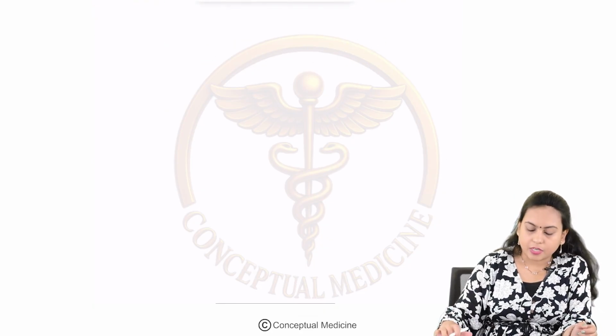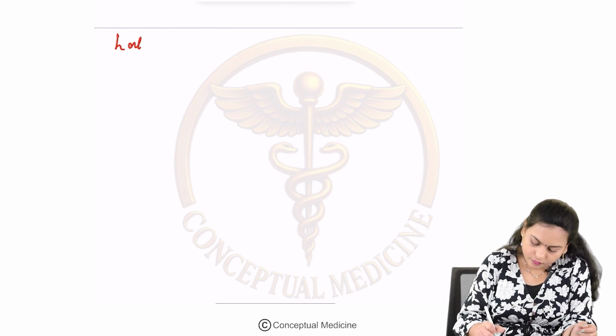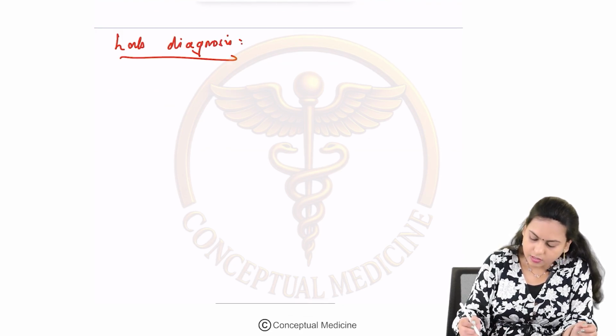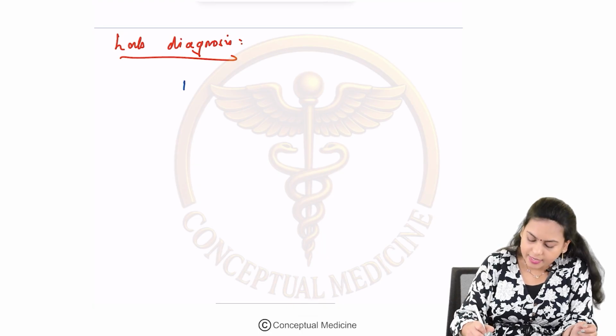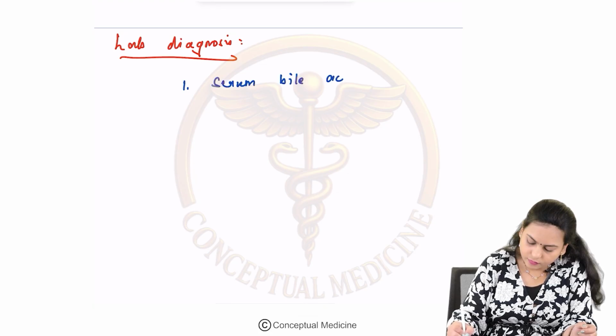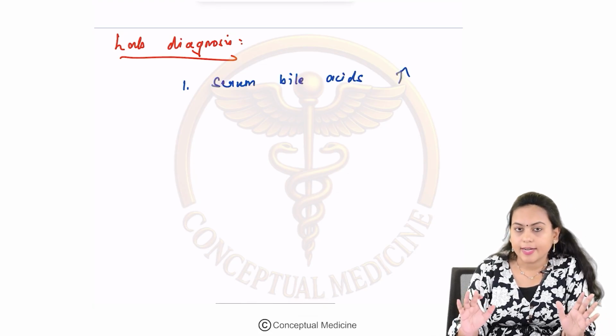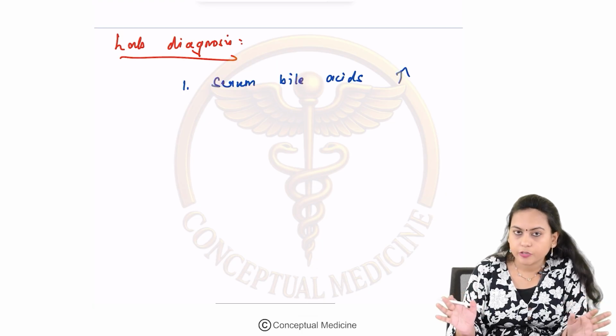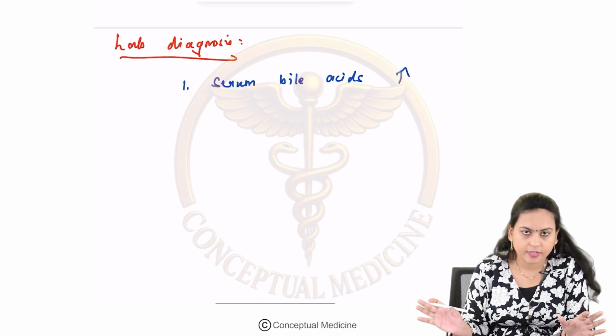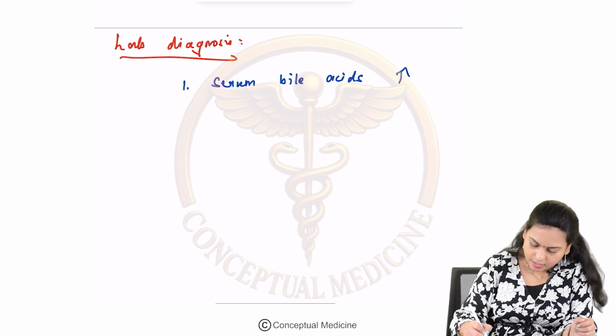We'll go for the lab diagnosis. Serum bile acids are elevated. Sometimes this can be the only abnormality, and it is the first abnormality to appear in a case of cholestasis. Clear?